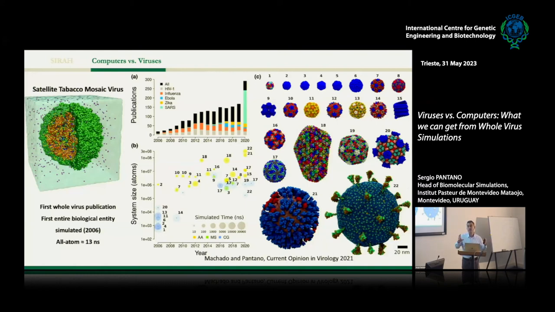So for instance, if you don't put so many waters as you would need, or lipids, if it is an enveloped virus, then the membrane will be distorted. Eventually you will have pressure issues that will squeeze your viral particle. So in the process of building this kind of huge molecular assemblies, you can see the system size here in atoms goes to tens of millions. So dealing with that kind of problems is complicated.